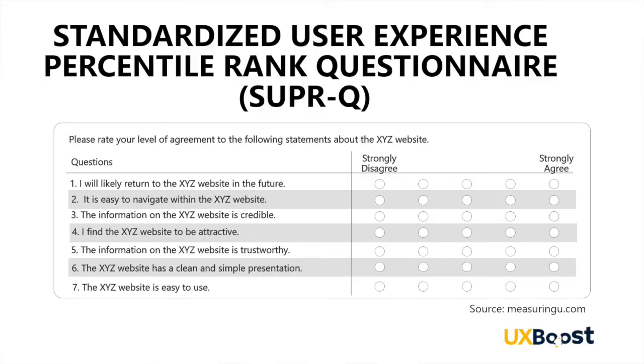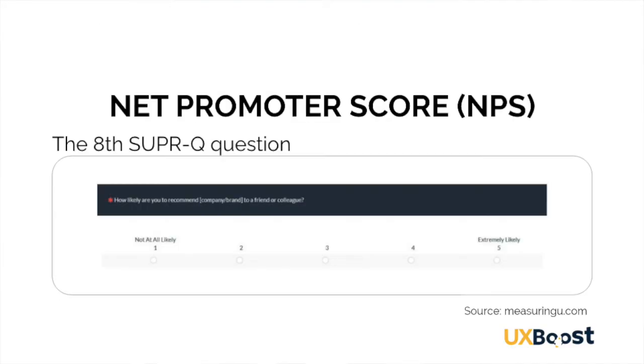The Standardized User Experience Percentile Rank Questionnaire is used for benchmarking the user experience of a website. It consists of 8 questions. It's comprehensive as it uses measures of quality, usability, appearance, trust, loyalty, NPS, and uses the 5-point Likert scale. You can use SUPR-Q results to compare your website not just to your own previous numbers, but also to hundreds of sites across the web.